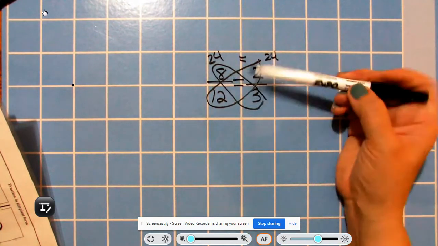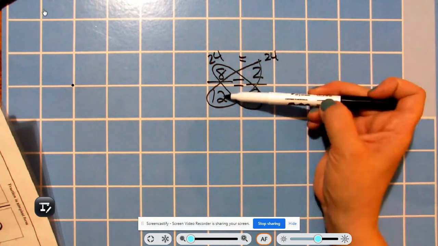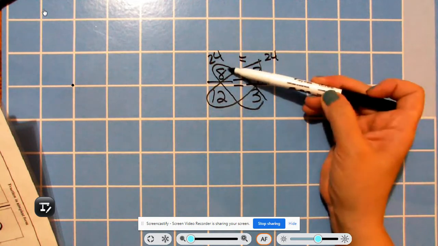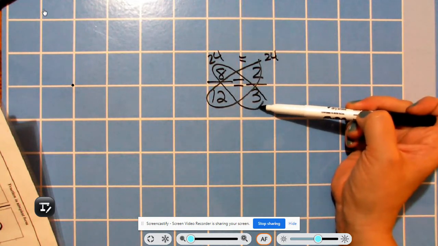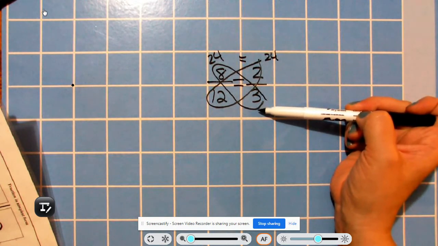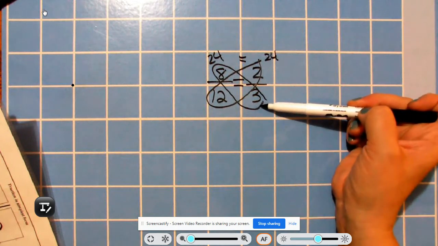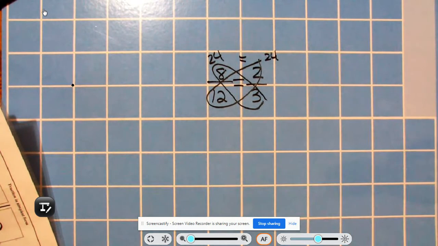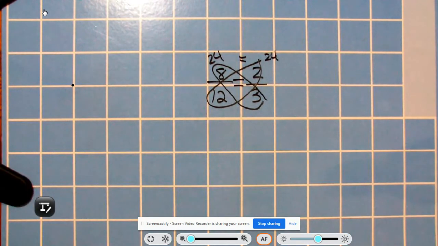We simplified it by making the numbers smaller, the numerator and the denominator smaller, but we made the pieces bigger. And that is simplifying fractions.